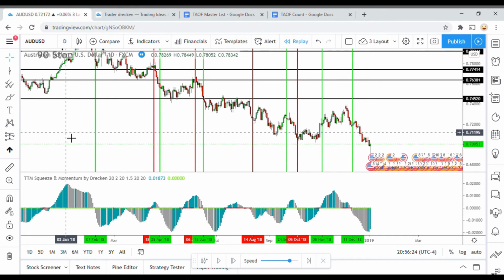I like the fact that it has like a choppiness filter built into it. It seems to do that really well, actually. I'd say if anything, man, that ranging market filter is, yeah, that's a good thing. That's really strong to have a range indicator like that.